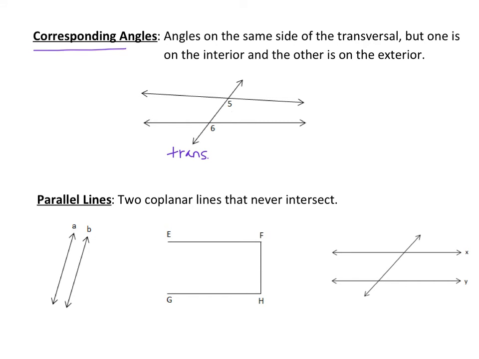again. I'll abbreviate transversal. Here are two coplanar lines, and then angle 5, now is that an interior or exterior? That's interior because it's in between your two lines, and then angle 6 is exterior. And do you see how they're on the same side? They're both on the right side of that transversal. So that means that they are corresponding angles. So we would say angle 5 and angle 6 are corresponding. We can abbreviate it like that.